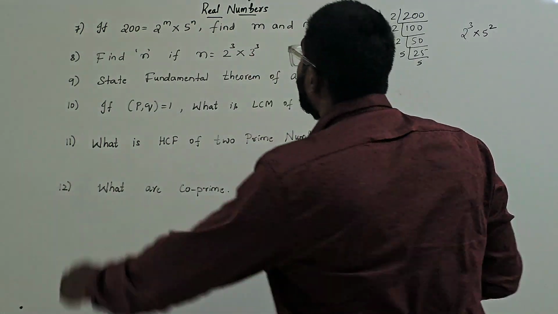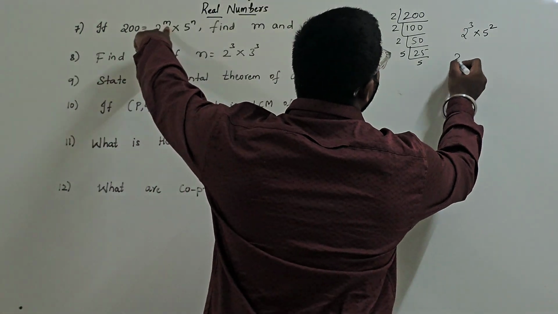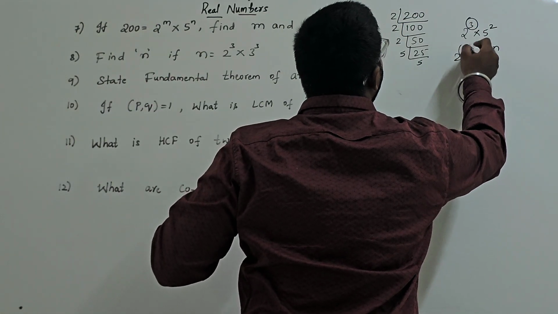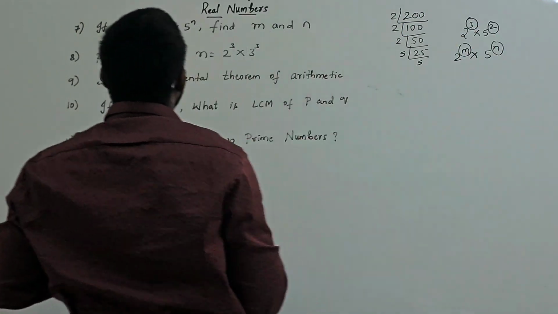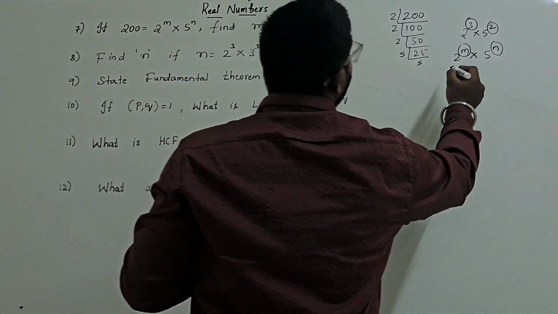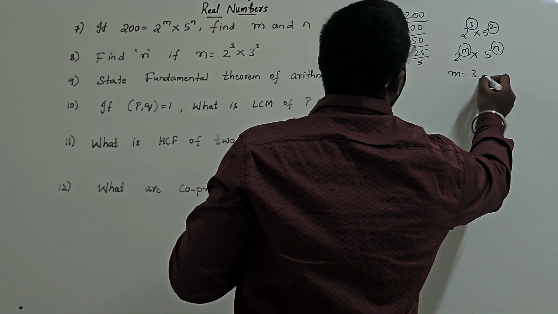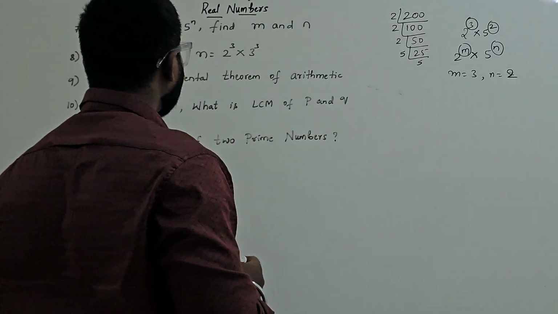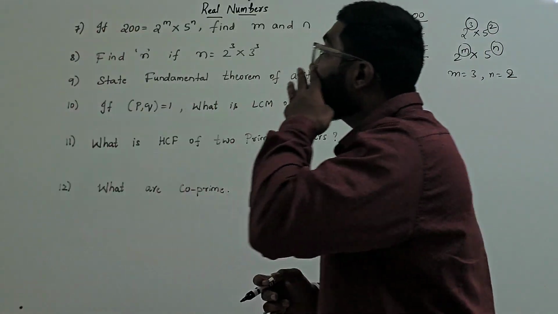Okay. So in the place of m, you can compare things. 2 power m into 5 power n. In place of m you have 3, in place of n you have 2. Then what is the value of m? m is equal to 3, n is equal to 2. Yes. Next we will move on to the next question, the 8th question.